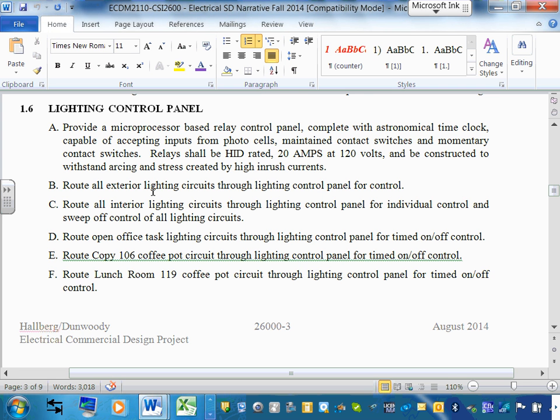Now 1.6, lighting control panel. In this building, they don't want to use just normal 20 amp switches. They want to use a lighting control panel. Do you guys, you were doing PLCs, right? And you have done PLCs. A lighting control panel is basically a PLC panel: multiple relays with a PLC in it that controls all these relays.